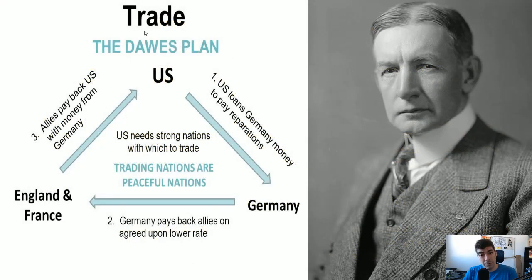Here, this is a diagram showing the Dawes Plan. So first, the United States loans Germany money to pay the reparations and to develop their industry. Then Germany could reactivate their economy, so they could generate some profit, so they could pay back the Allies at an agreed upon lower rate, because the Dawes Plan included a lower rate of these war reparations as well as a reduced amount and a longer deadline. And since England and France received these war reparations, they could pay back the US the money they owed them. And this is Charles Dawes.